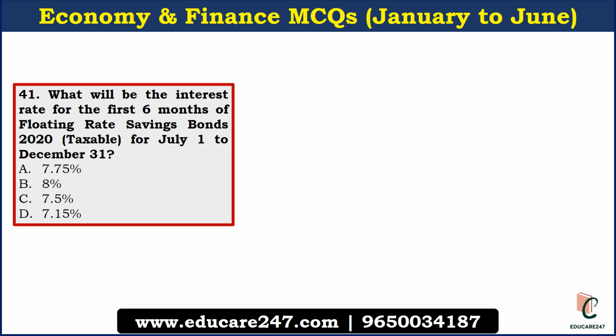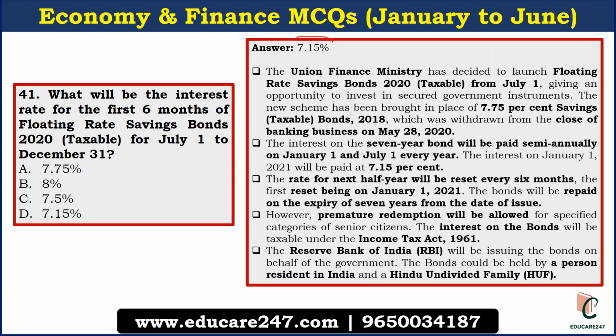Remember this important point. The next question is, what will be the interest rate for the first 6 months of floating rate saving bonds 2020, for July 1st to December 31st? The answer is 7.15%. Recently, the Ministry of Finance has announced the launch of floating rate saving bonds 2020 from July 1st. It will be a taxable bond. It will give an opportunity to investors to invest in secured government instruments. Basically, this new bond has been launched in place of the 7.75% saving taxable bonds 2018. That bond was closed on May 28, 2020, and this new floating rate saving bond has been launched in place of the old bond.